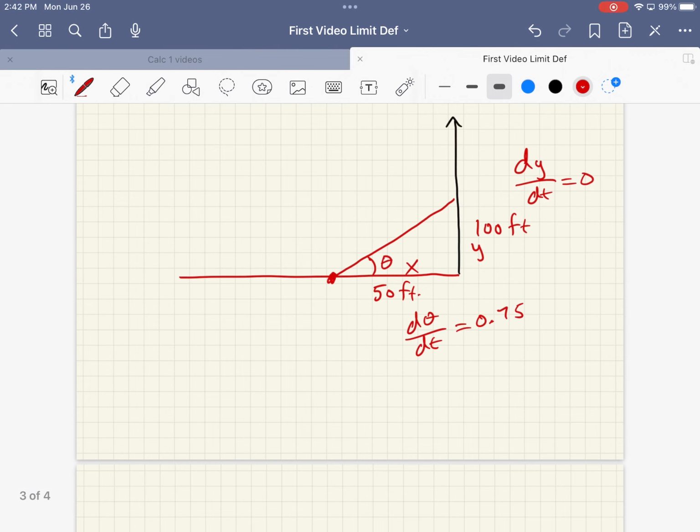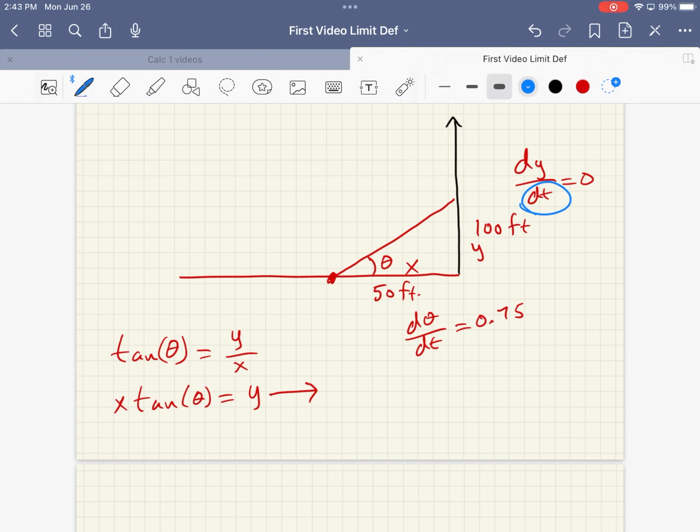Well, the one that makes the most sense is to say that tangent of theta is equal to y over x. And so if I solve for y, because remember I want to find dy dt, I'm going to say that x tan of theta is equal to y, which means that if I take the derivative with respect to time, and that's important, we are wanting to take the derivative with respect to time, I'm going to treat all these, both x, y, and theta, as functions of time and use implicit differentiation.